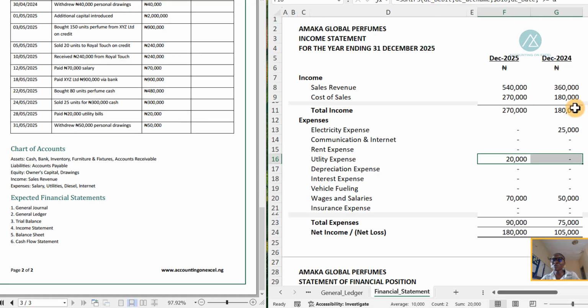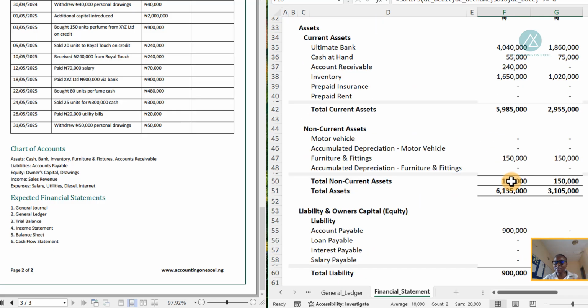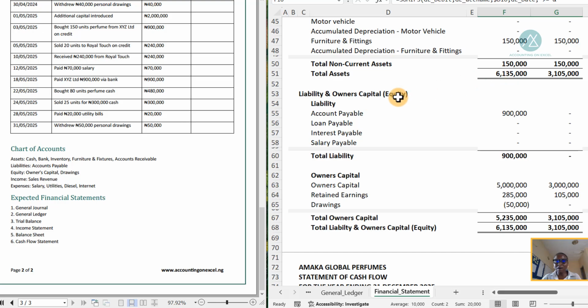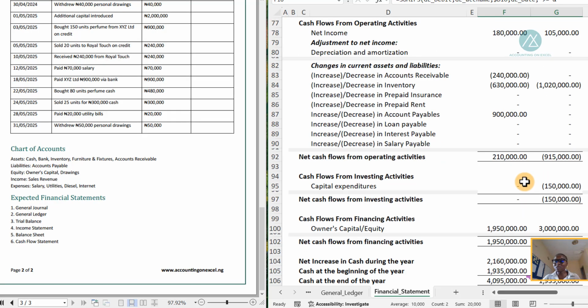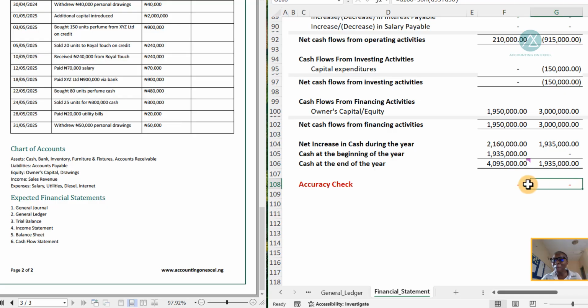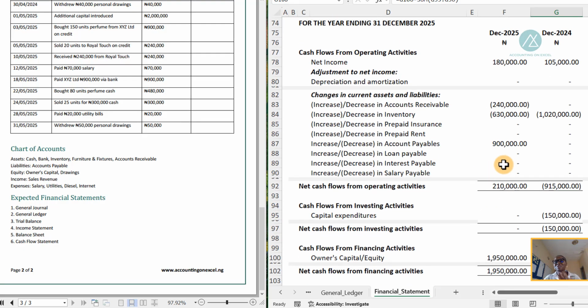So you notice for 2024 we have a profit of 105, and 2025 we have a profit of 180. So look at our financial statements. You notice that total assets in 2024 is 3,105,000. Here we have 6,135,000, and you can see it balances itself. Then our cash flow statement, we start with the net income, which is 105,000, as you can see up in net income. And then you can see everything balances. If there is any amount here, it shows that there is something that is not balancing. So everything balances. So our income statement, balance sheet, and cash flow statement have been generated automatically.